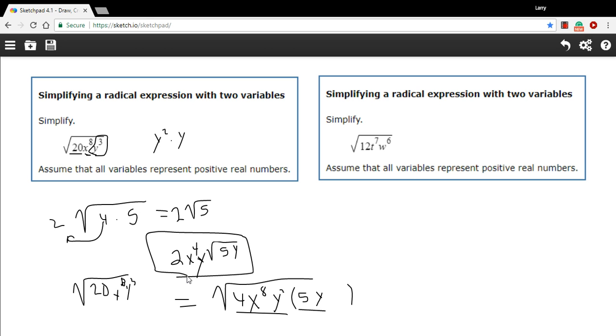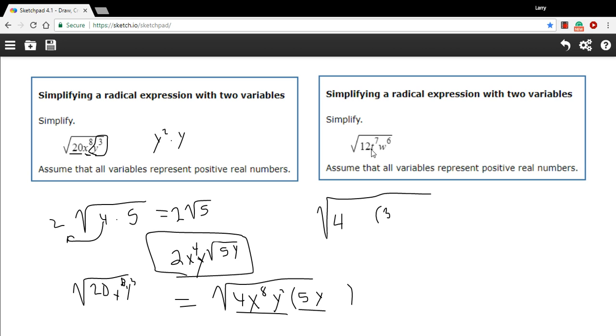Let's try one more of these just for practice. I'm going to go ahead and use that factoring method. So I've got 12 t to the seventh, w to the sixth. So let's go ahead and factor. Are there any perfect squares we can factor out of 12? Well, 12 is 3 times 4, and 4 is a perfect square. So that'd give me a 4, and it would leave a 3.